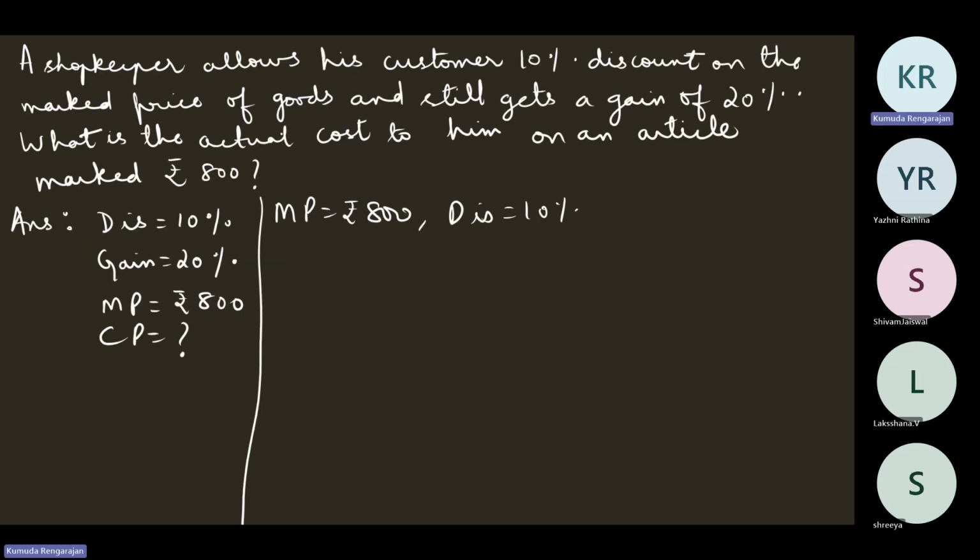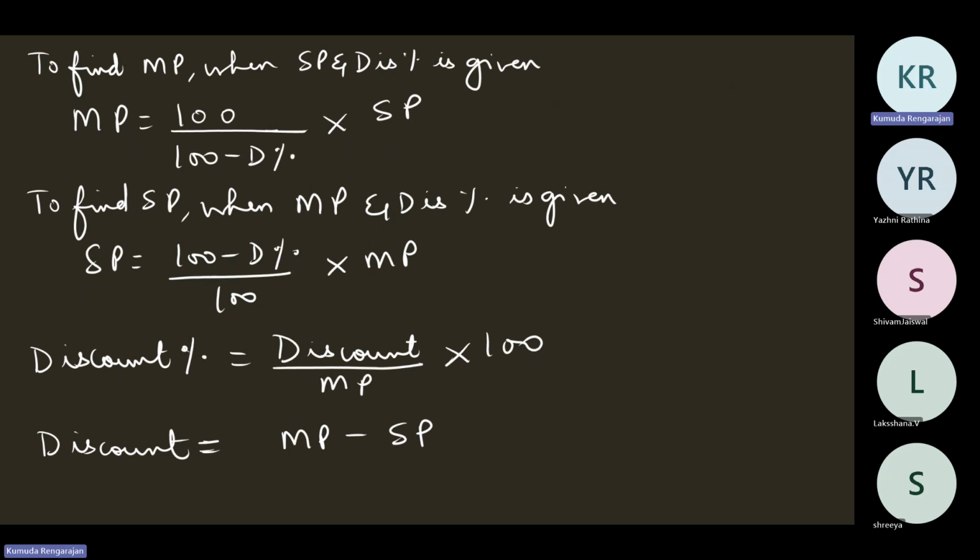All right, now coming back to this question. Here we have discount 10%, gain 20%, marked price 800. We need to find the cost price for the shopkeeper. I told you, you should take two relevant things, and you can find the third one. Here we know the marked price is 800 and the discount is 10%.